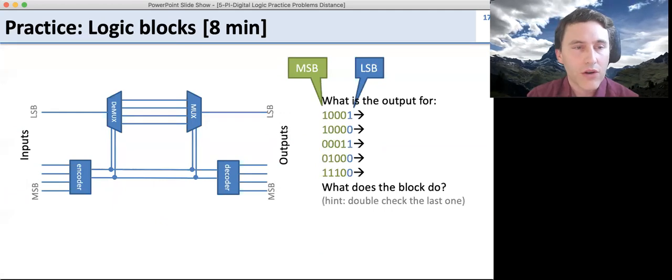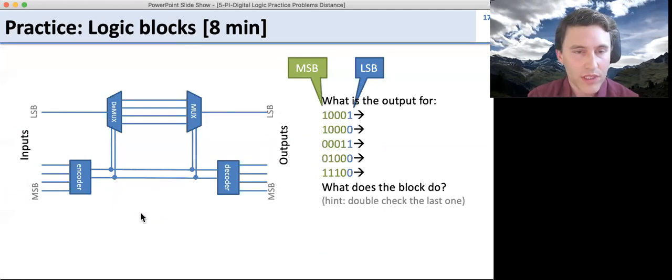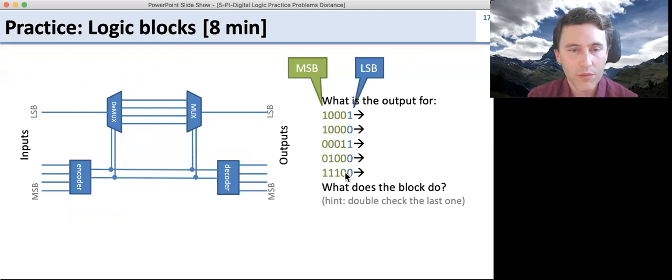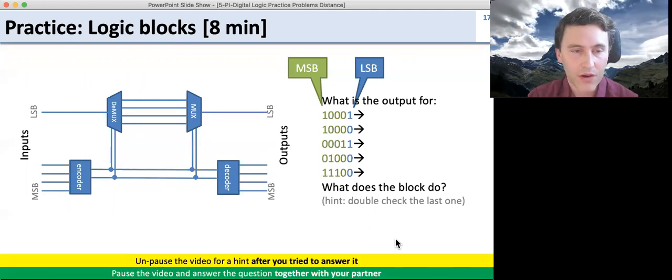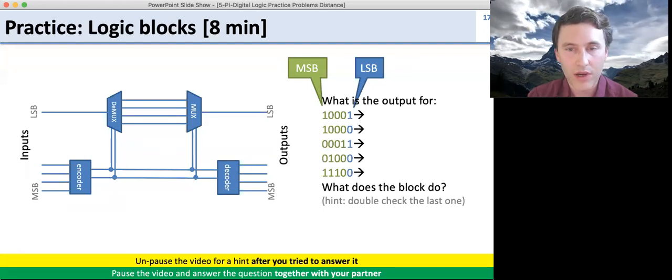Okay, now we're going to go ahead and do a practice here. So we've got the following circuit set up here, and your job is to figure out what the output looks like for these inputs and describe what this block does. Now, go ahead, pause the video and try and answer the question. And if you get stuck, go ahead and unpause the video and I'll give you a hint.